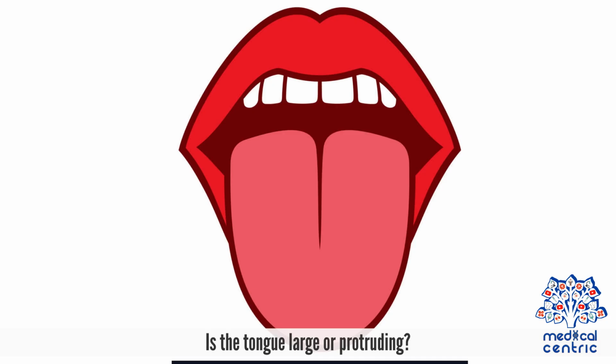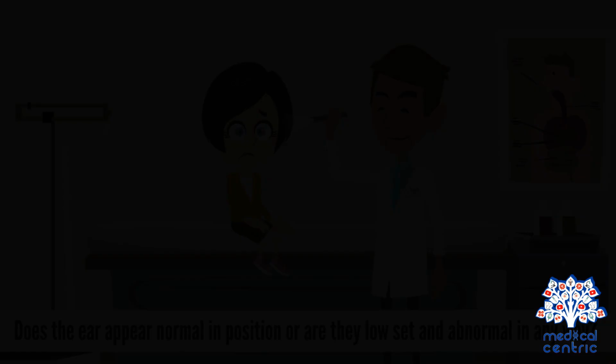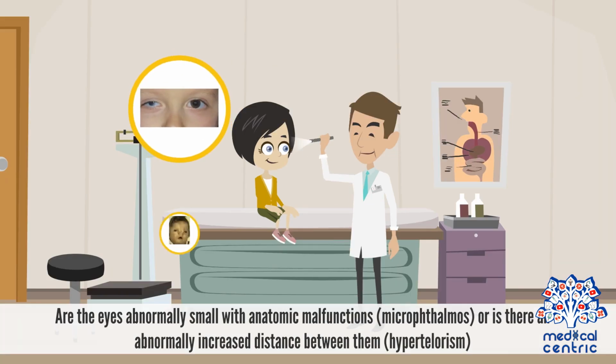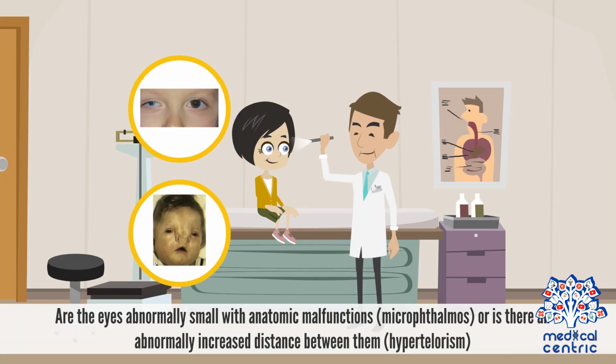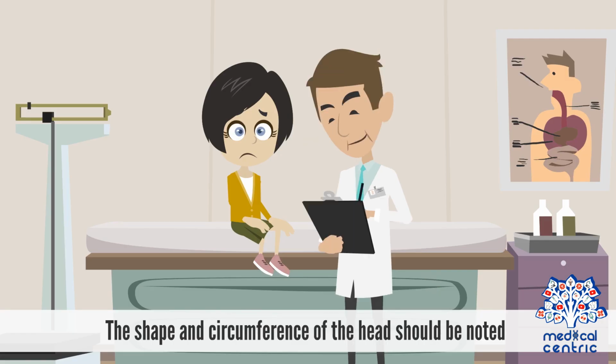Is the tongue large or protruding? Do the ears appear normal in position, or are they low set and abnormal in any way? Are the eyes abnormally small with anatomic malformations, like microphthalmos, or is there an abnormally increased distance between them, hypertelorism?